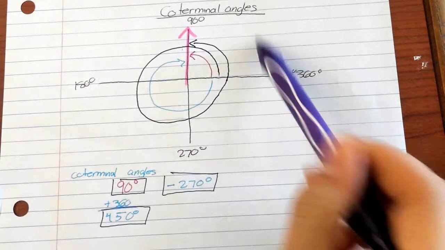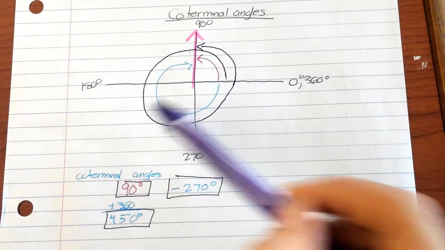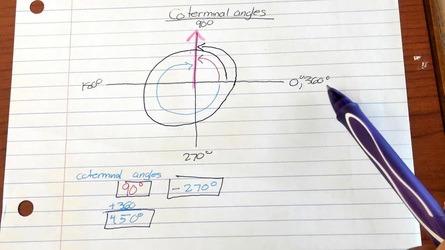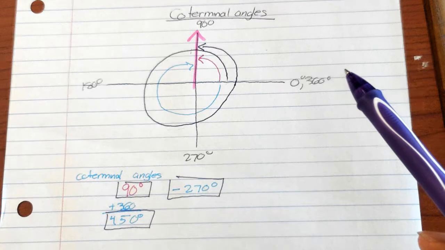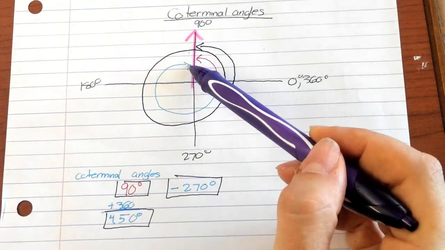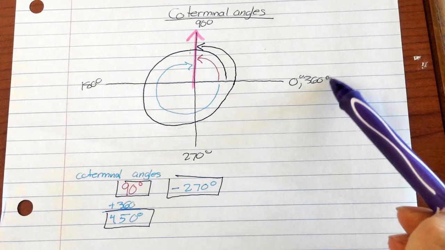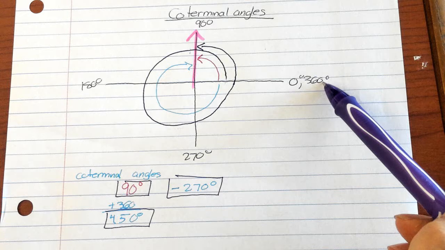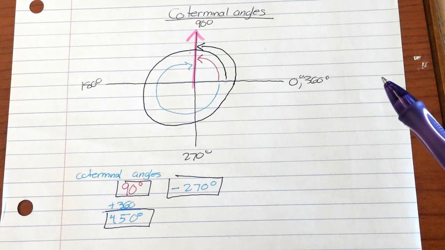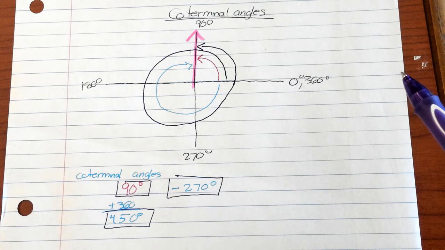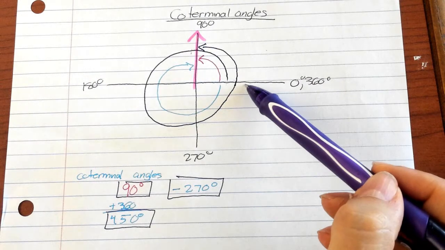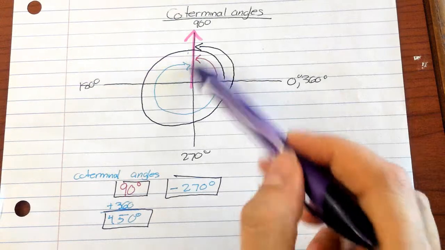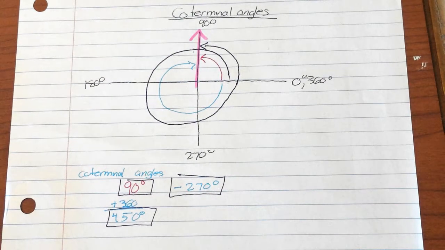I could go 100 times around here, and as long as I go 100 times, so 100 times 360, right, or actually 36,000, sorry, 100 times 360 is 36,000. So if my angle is 36,090, 36,000 means I went 100 times around, and when I get back here, I'm going an extra 90, and I'm ending up in the same spot. So that is coterminal angles.